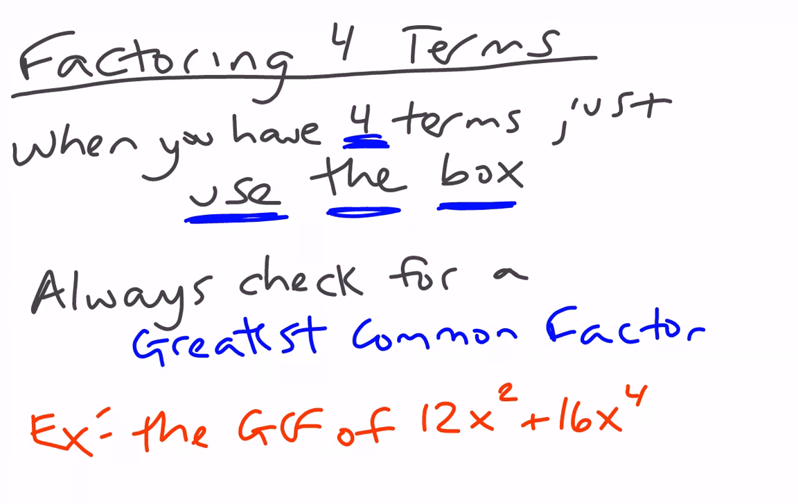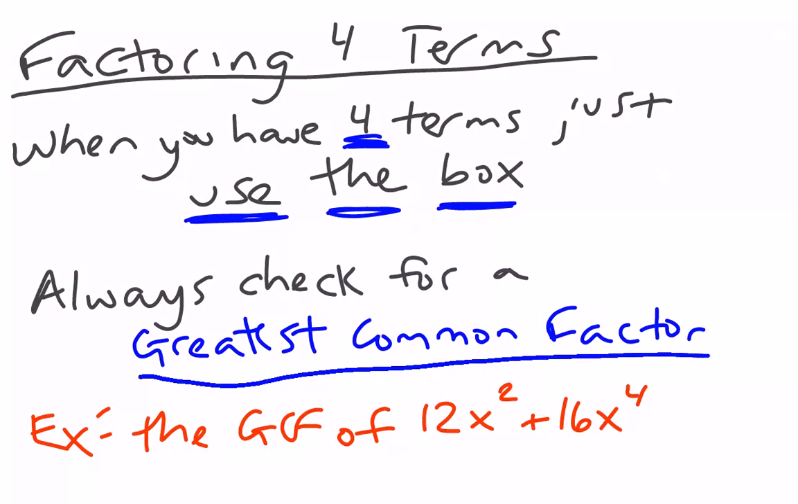So when you have 4 terms, you're going to use the box. And I underlined where we have the fill in the blank. So the first fill in the blank is, if you have 4 terms, use the box, just like we did for multiplying. Before I get going with the box, we're going to need to make sure we take out a greatest common factor. And to recap from Algebra 1, a greatest common factor is the biggest number or variable that divides evenly into both terms.